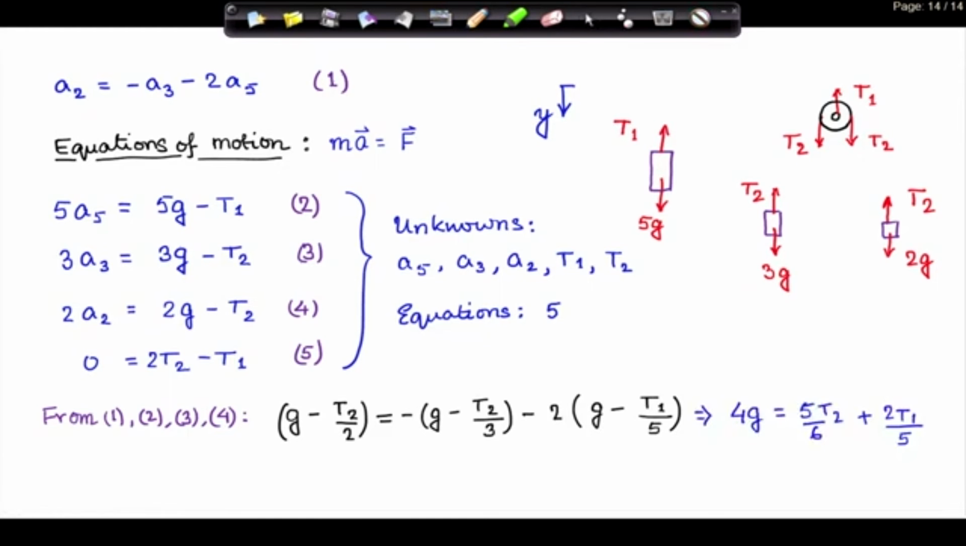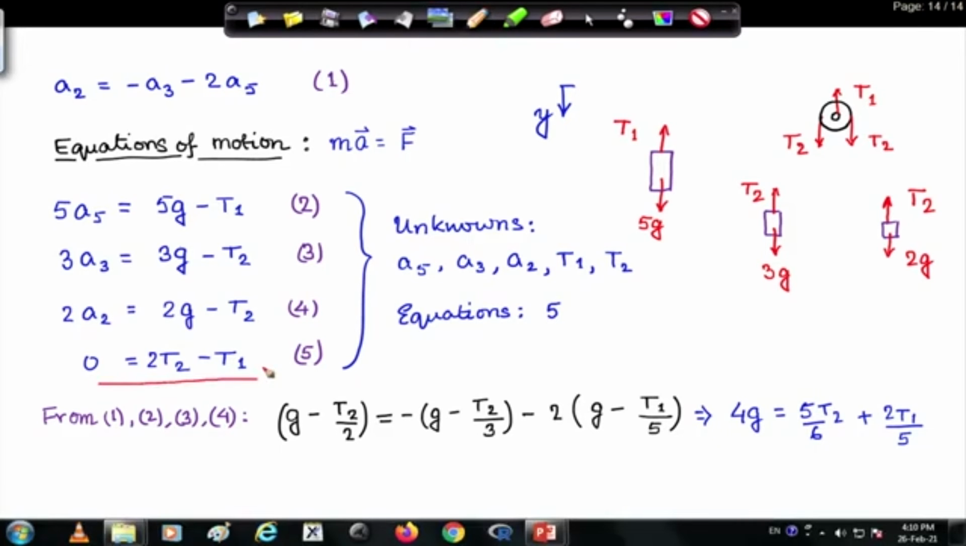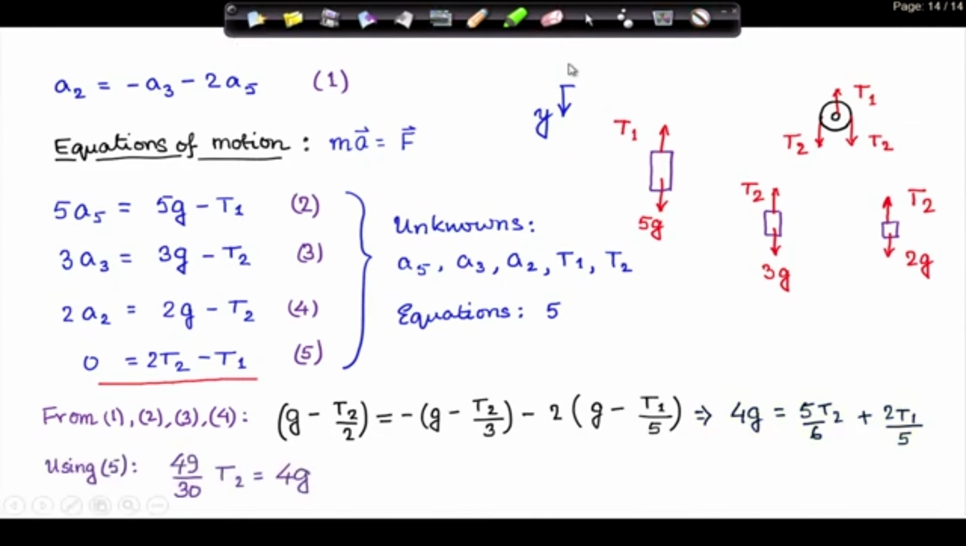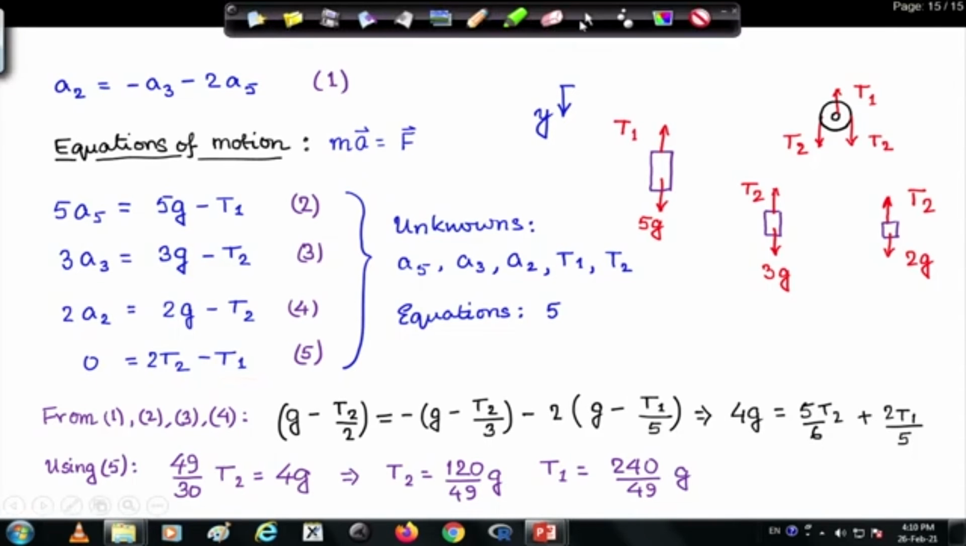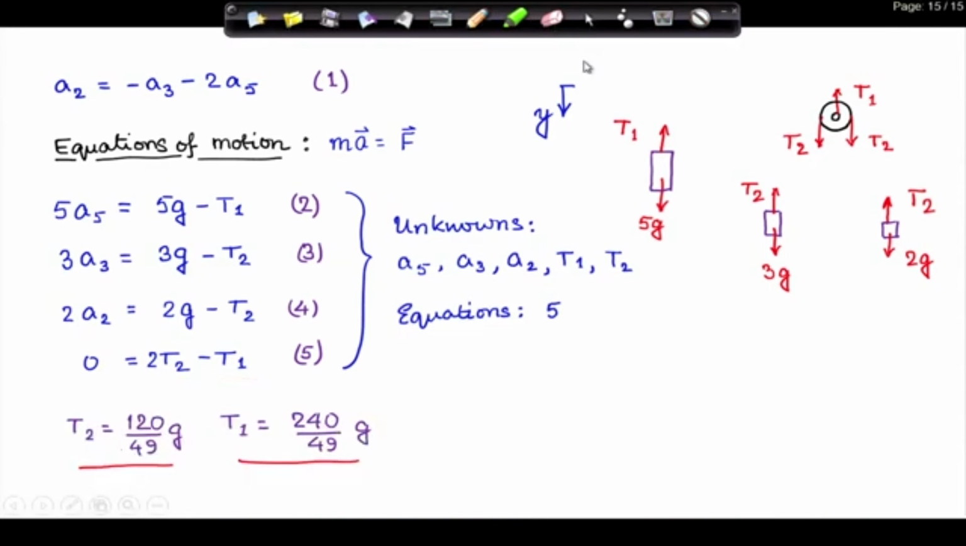From here, by plain algebra you can get this relation. It is a relation between T1 and T2 and of course, g, which is known. We have another relation between T1 and T2, which is given by 5. Therefore, I can solve. Using 5, I get values of T2 and T1, this is straightforward algebra.